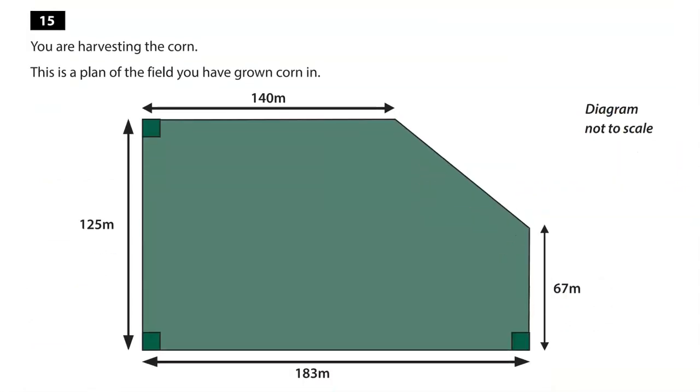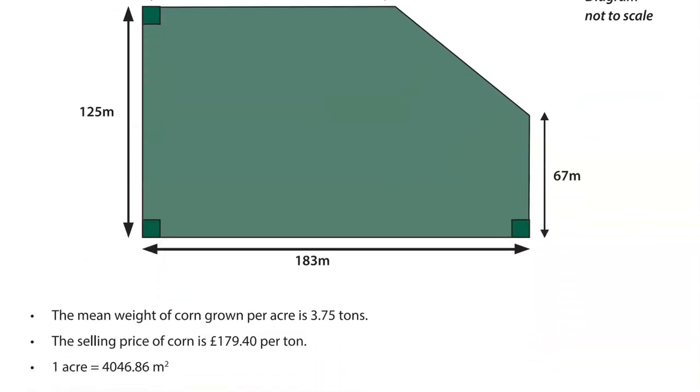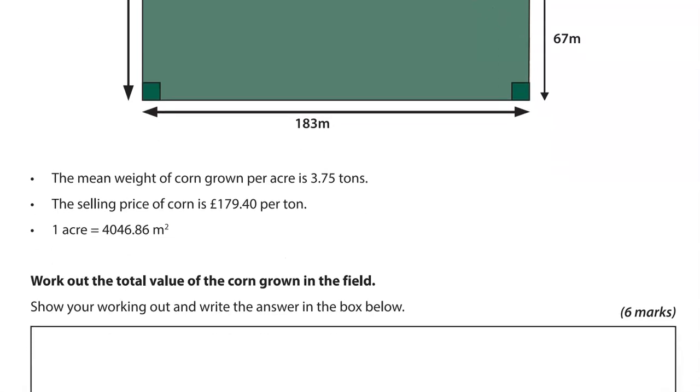You are harvesting the corn. This is a plan of the field you have grown corn in. The mean weight of corn grown per acre is 3.75 tons. The selling price of corn is £179.40 per ton. 1 acre is equal to 4,046.86 square meters. Work out the total value of the corn grown in the field. Show your working out and write the answer in the box below.